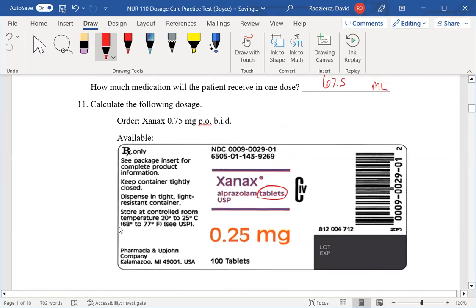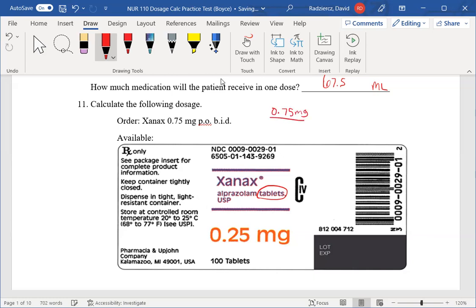So you can do this a number of ways. You can do the math on this, or you can just sit there and go, okay, well, 0.25 milligram is in each tablet, so they would need 3 tablets. You did that right. If you're doing this the ordered over have way, 0.75 milligrams is your order. Your available is the 0.25 milligrams. And then your quantity is 1 tablet.